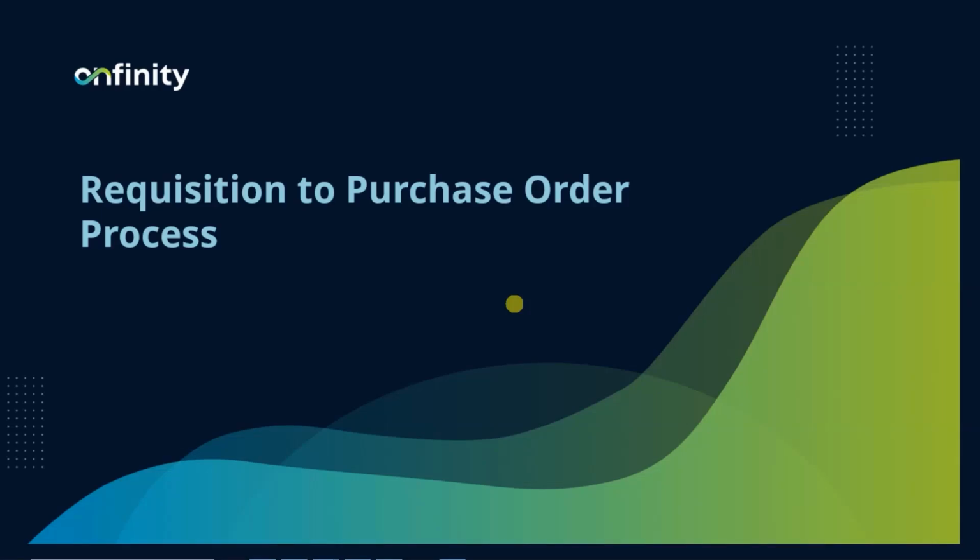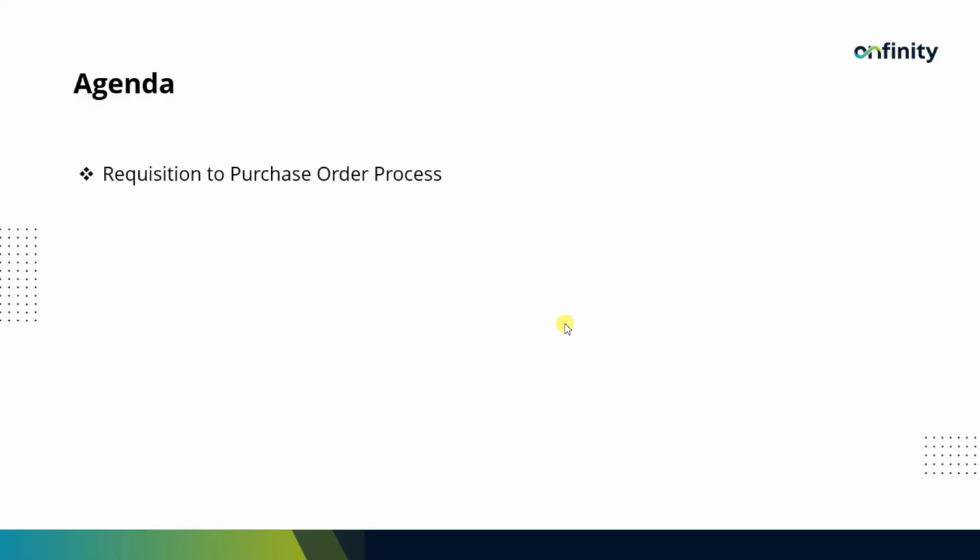In this session, we will work through the requisition to purchase order process, a fundamental procurement workflow to ensure a structured and efficient requirement within organizations. Let's begin by reviewing the agenda of today's session. We will explore each stage of requisition to purchase order process and understand its business relevance, and examine the key components that support this flow in the Onfinity system.